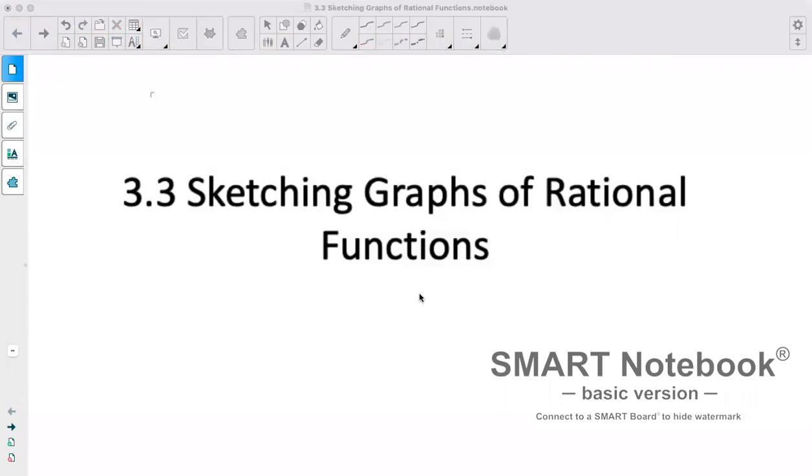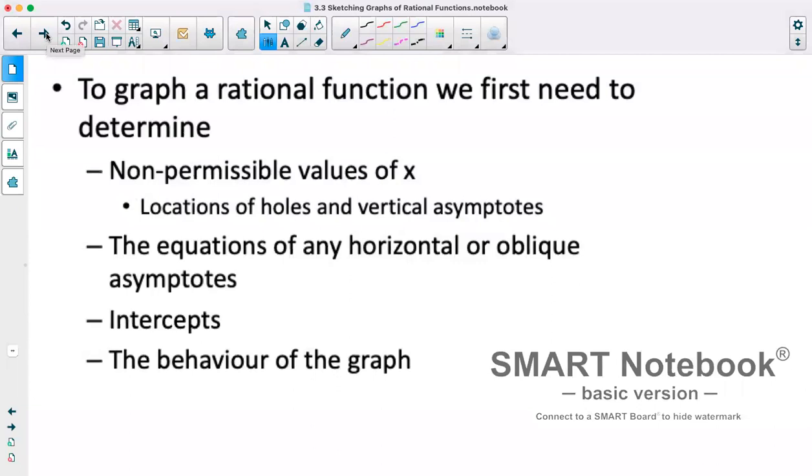Hi, today we are looking at section 3.3, which is sketching graphs of rational functions. To graph a rational function, we first need to determine the non-permissible values of our x, which will give us our locations of holes and any vertical asymptotes. We then also need to figure out the equations of any horizontal or oblique asymptotes, figure out our intercepts, so that's both our x-intercepts and our y-intercepts, and the behavior of our graph.